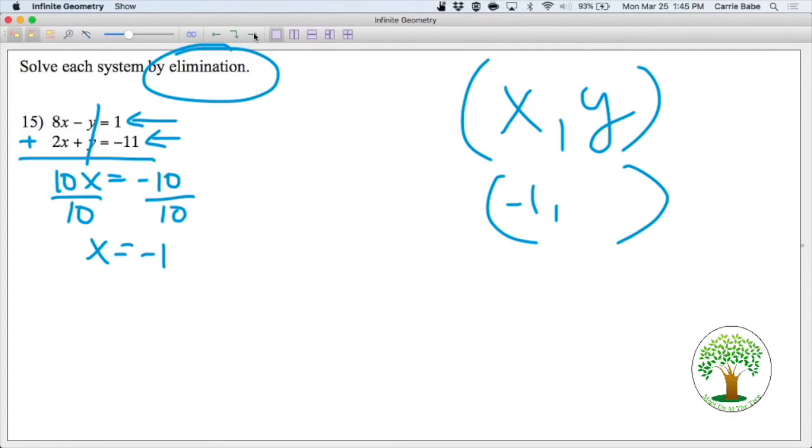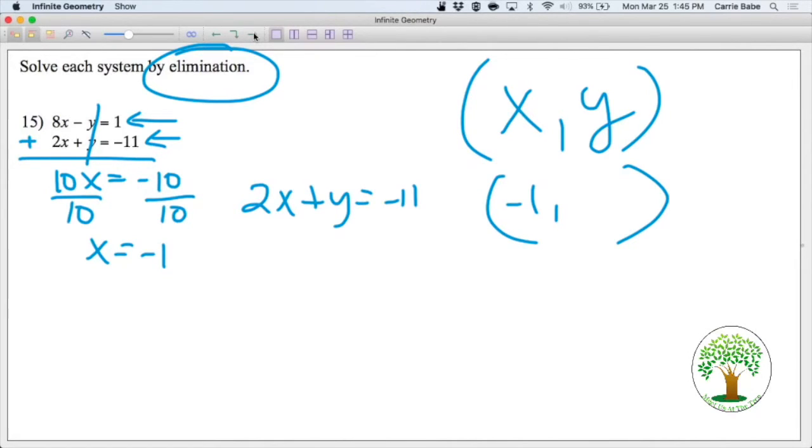You get to choose. In this world where all the adults are telling you what you can and cannot do, I am giving you a choice. Do you want the top one or the bottom one? It won't matter which one you choose. Well, the bottom one you're adding, and okay, you like the bottom one because you're adding. So you're choosing the 2x plus y equals negative 11.